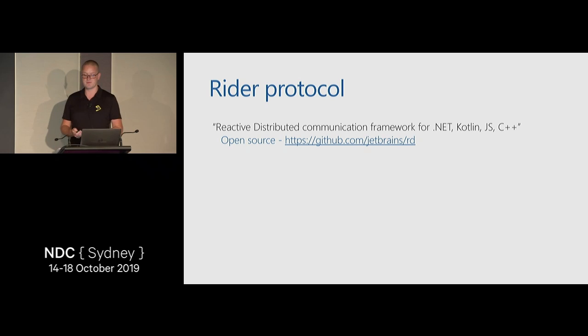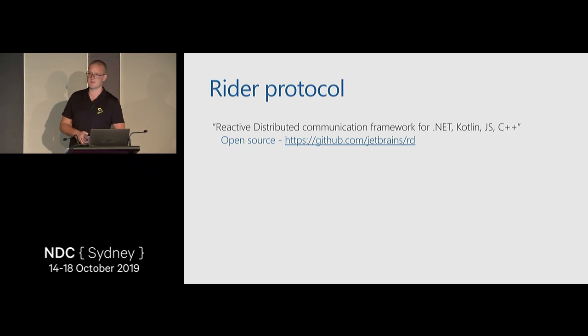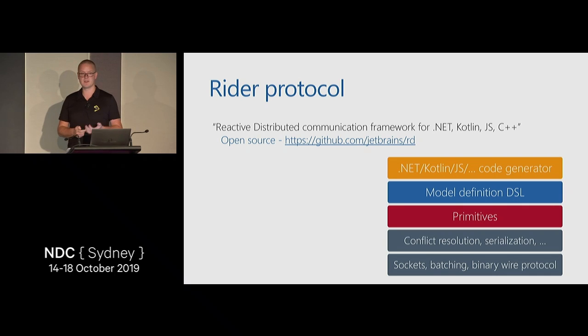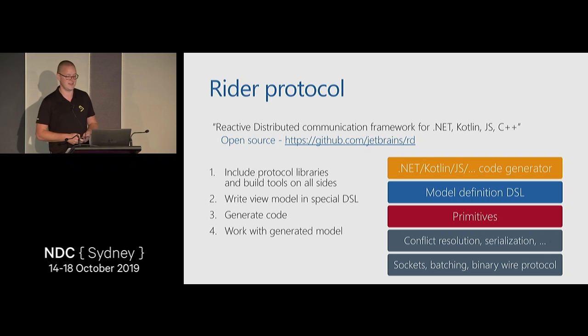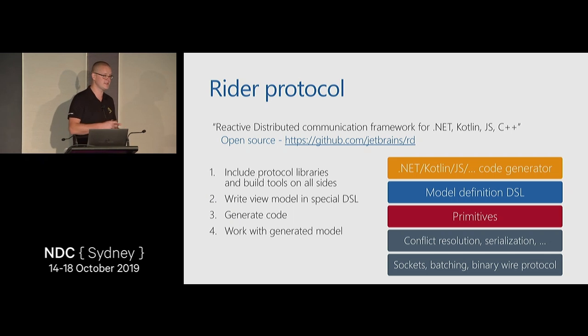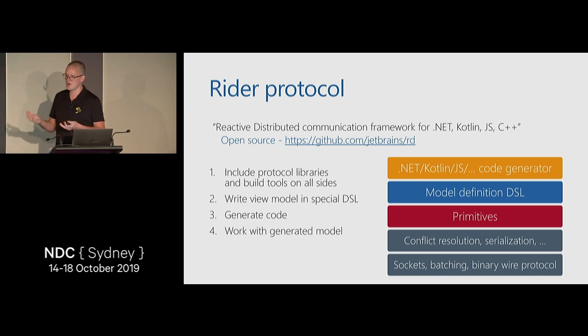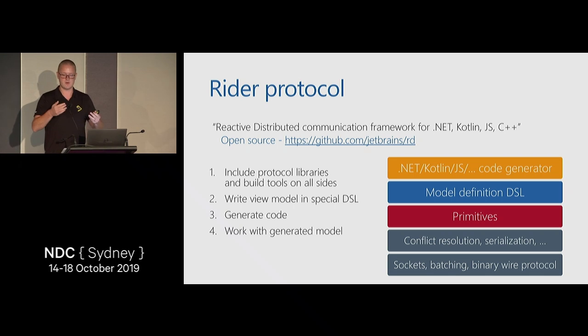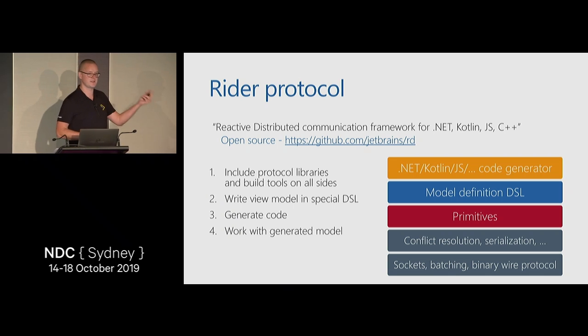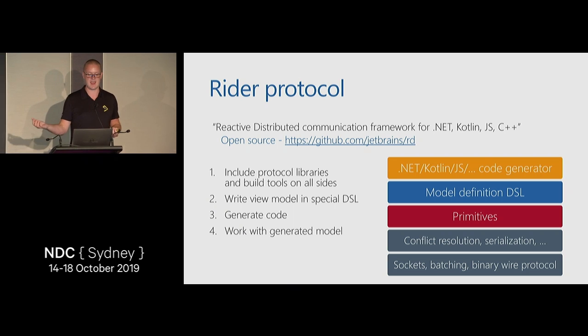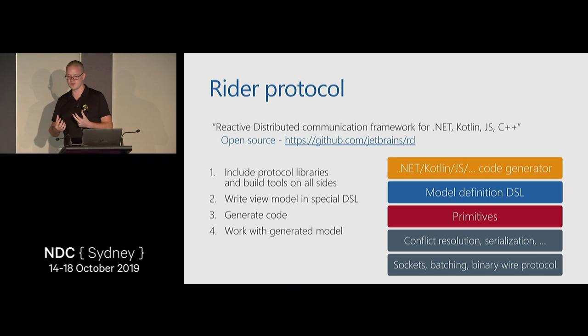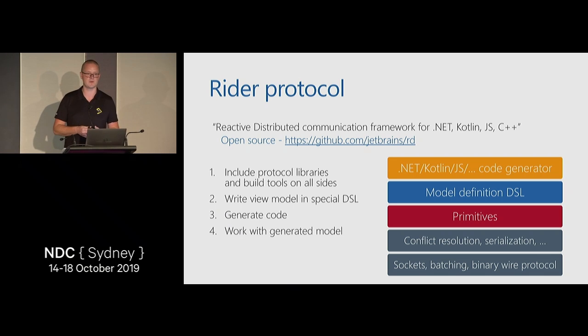So we came up with that Rider protocol, which is our reactive distributed communication protocol. It's open source. You can find it on GitHub. And essentially what it is, is a framework that works for .NET, for Kotlin, for JavaScript, and C++, or you could write your own language if you want. Basically, you're writing more or less like if you're doing gRPC, you're writing your model definition. Based on that model definition, you generate code on the .NET side as well as on the JVM side, and the protocol magically glues them together and provides you a unified protocol to work with those things and have those things communicate with one another.